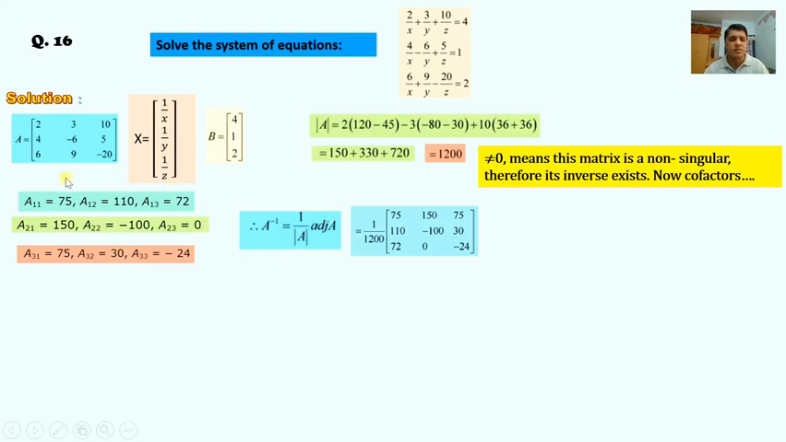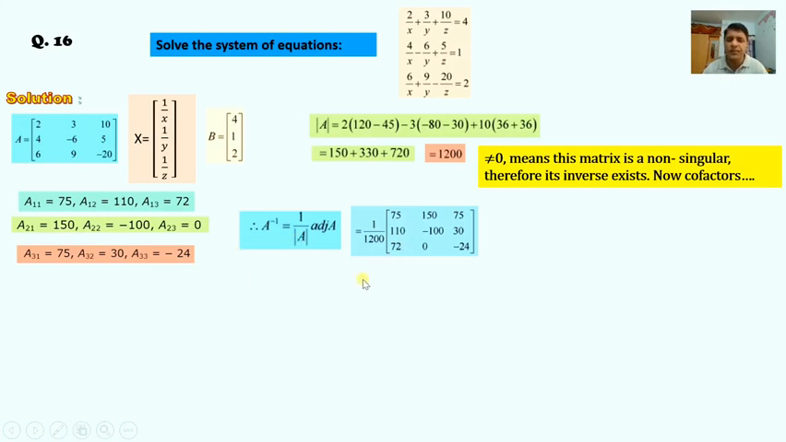of A. All these elements are horizontal, so for the transpose we will put them vertically: 75, 110 and 72, 150 and minus 100 and 0 this way, and then 75 and 30 and then minus 24. So this is the A inverse.